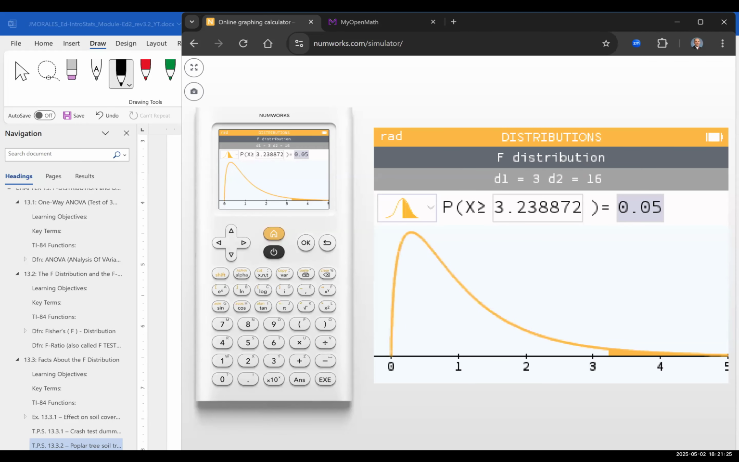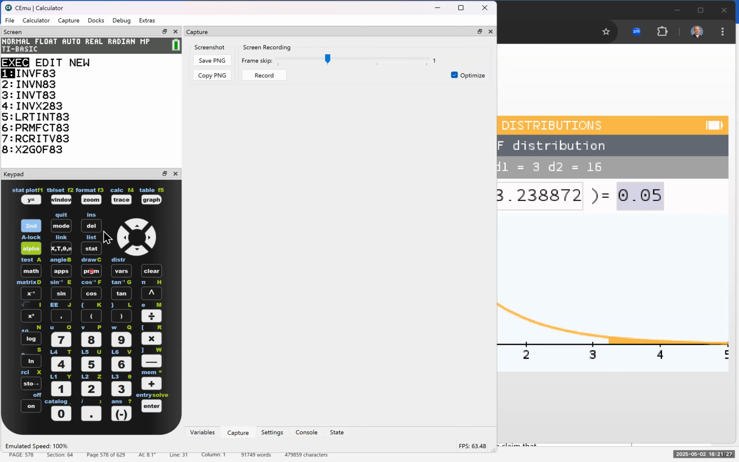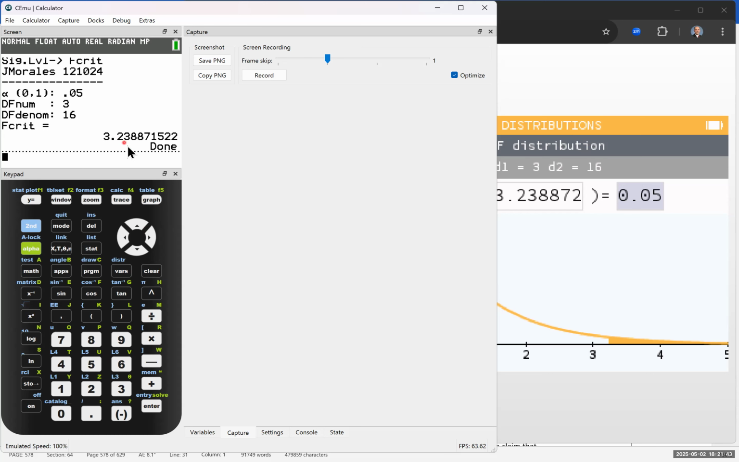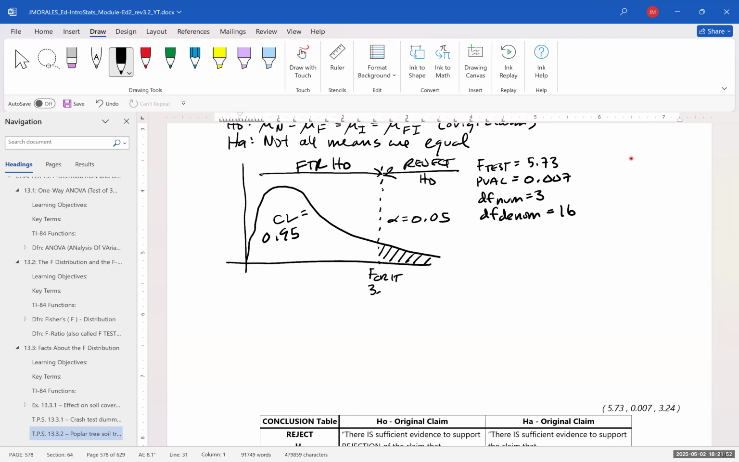So let's just confirm that here. Program inverse F, significance level of 0.05, degrees of freedom of the numerator of 3, denominator of 16. The critical value is 3.24, same value. So we have a critical value of 3.24.